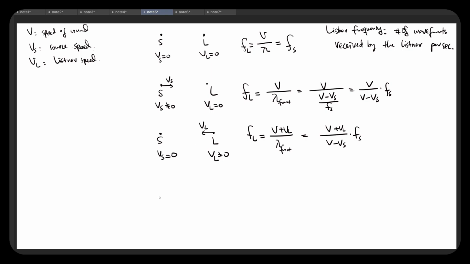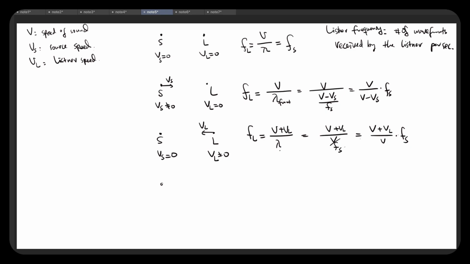Now, the lambda here is the regular lambda because the source is not moving, right? So the lambda here is equal to the regular V over Fs, and let's get rid of this. And this will give us (V plus VL) over V, and then times Fs.